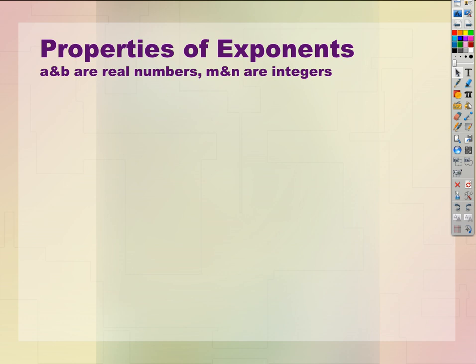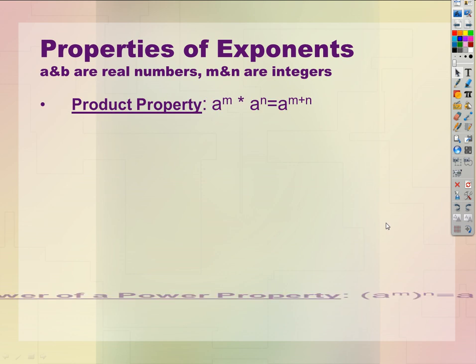So the properties of exponents, when we look at all these formulas up here, the A's and the B's are always going to be real numbers of any kind. Could be square roots, could be fractions, could be decimals, could be anything. But M and N, these are going to be the exponents. Those are going to have to be integers for now. Okay? So for example, let's take the first one, the product property.